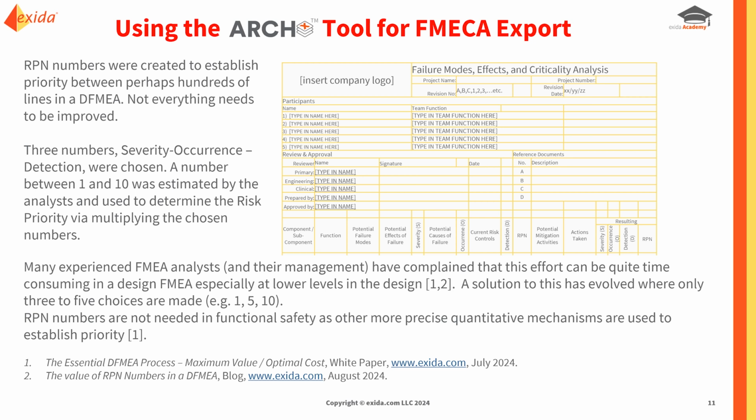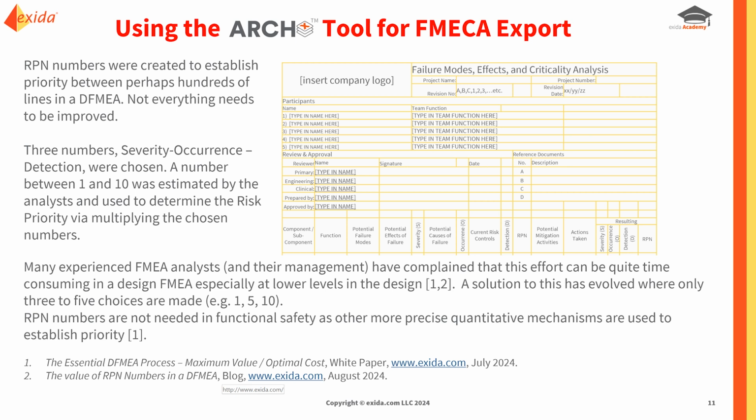RPN numbers were created in the FMEA world to establish priority in huge, large FMEAs. And that was really valuable back then. Three numbers are chosen, and they're multiplied together to get a risk priority.